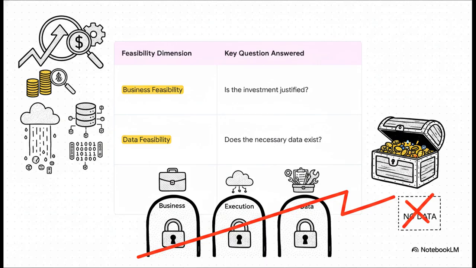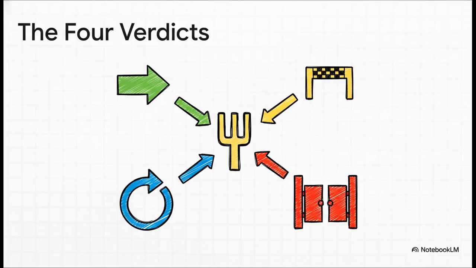It's a structured assessment across 3 totally separate dimensions. Think of it like a 3-legged stool. You've got business feasibility. Does it make financial sense? You've got data feasibility. Do we even have the right data? And you've got execution feasibility. Can our team actually pull this off? If any one of those legs is weak, the whole project falls over. You can't prop it up with the other 2. So after looking at those 3 dimensions, you'll land on one of 4 verdicts: go, conditional go, modify, or no-go.